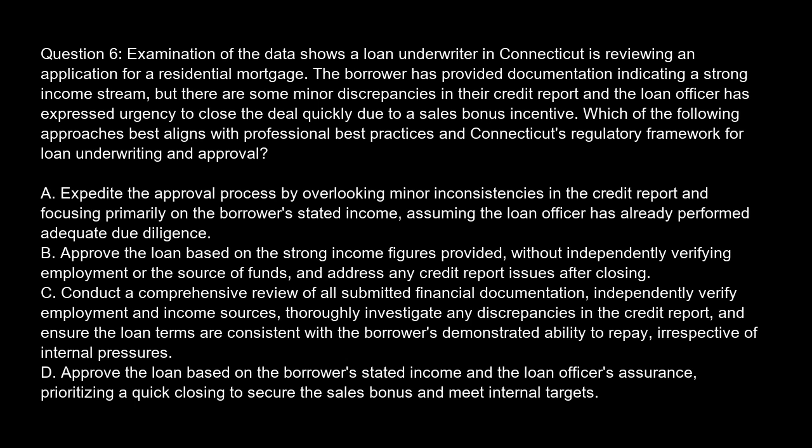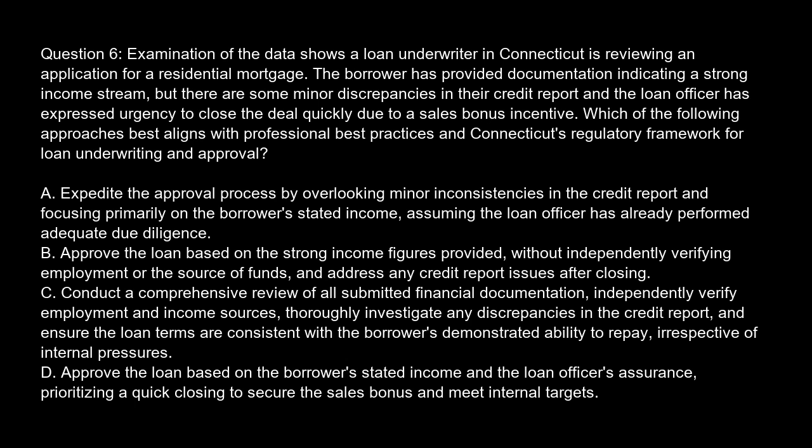Option A. Expedite the approval process by overlooking minor inconsistencies in the credit report and focusing primarily on the borrower's stated income, assuming the loan officer has already performed adequate due diligence. Option B. Approve the loan based on the strong income figures provided, without independently verifying employment or the source of funds, and address any credit report issues after closing.